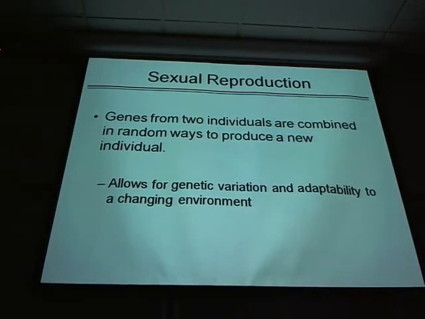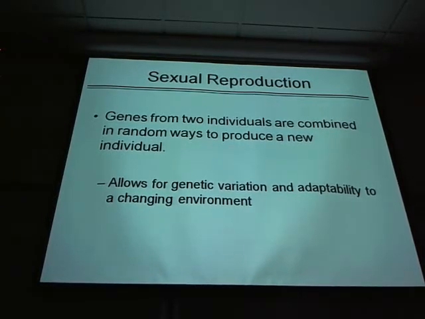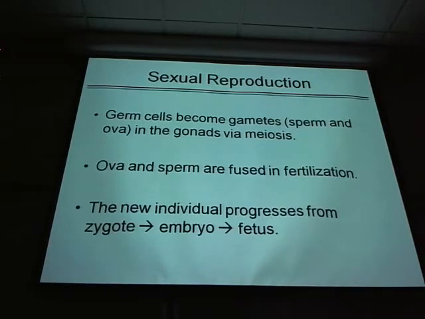Genes, random ways to produce a new individual, 2 genes from 2 individuals. Germ cells become gametes in the gonads. You think it asks the difference between gametes and gonads? Yes. Gametes are the cells, gonads are where they're produced. Gametes of what? Sperm and ova, the cells.